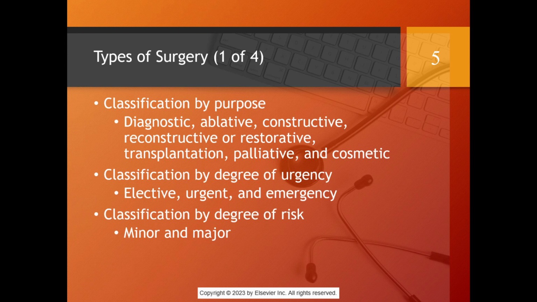Lastly, we classify surgeries by their degree of risk. Minor surgeries carry less risk and typically involve superficial tissues, while major surgeries involve deeper tissues or vital organs and carry a higher degree of risk. Just as each story is unique, so too is each surgical procedure, each with its own purpose, urgency, and risk.